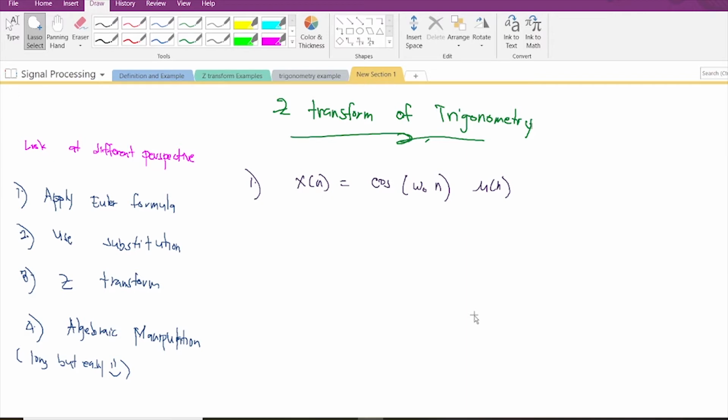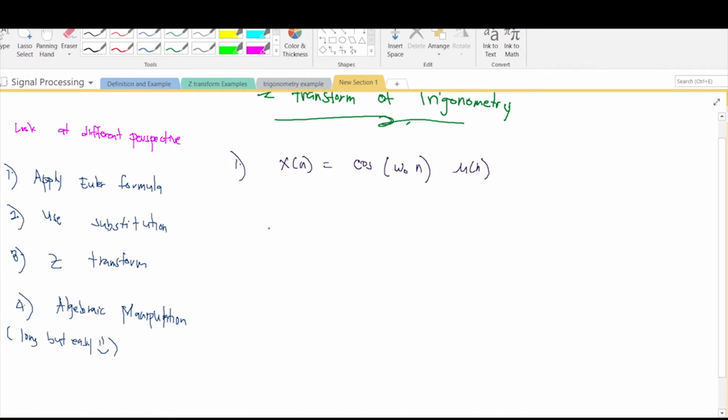Alright, so to begin, let's summarize the steps that we're going to do. First, we're going to apply the Euler formula. Second, we're going to use substitution. Third, we're going to use Z transform. And number four is algebraic manipulation. This is long, but this is easy. Okay, first off, let's begin.